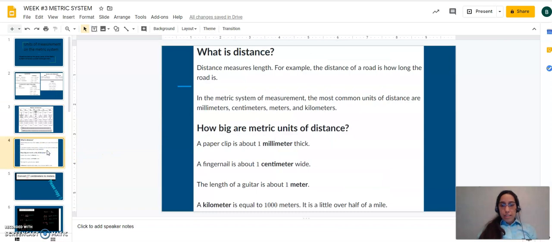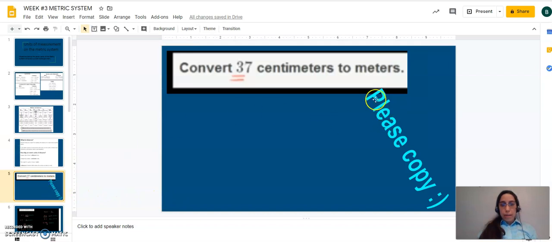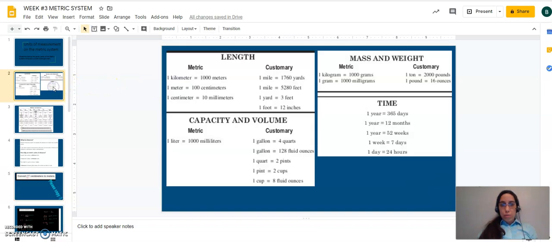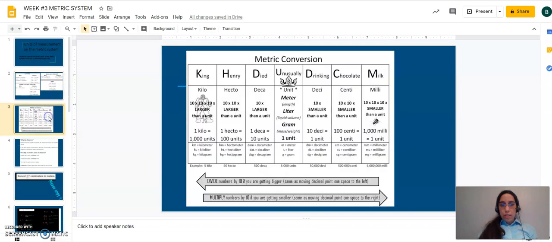The next slide talks about what is distance and how big are metric units of distance. So make sure to read over that. This is from Khan Academy. You will also see this in Khan Academy. So right here is a quick work that we're going to do here. This is converting 37 centimeters to meters. You can use this one right here or this one.